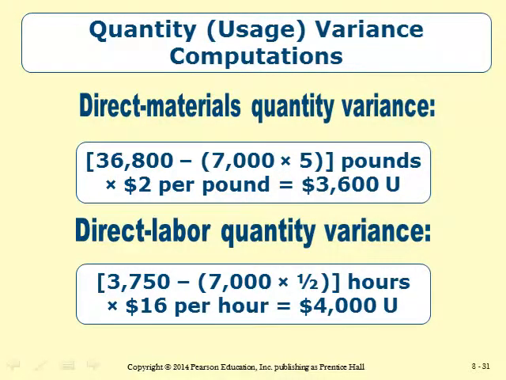The direct labor quantity variance is equal to the actual quantity minus the standard quantity times the standard price. So we have a direct labor quantity variance which is unfavorable by 4,000 units, or $4,000. Then we'll move on to talk about the price variance computations.